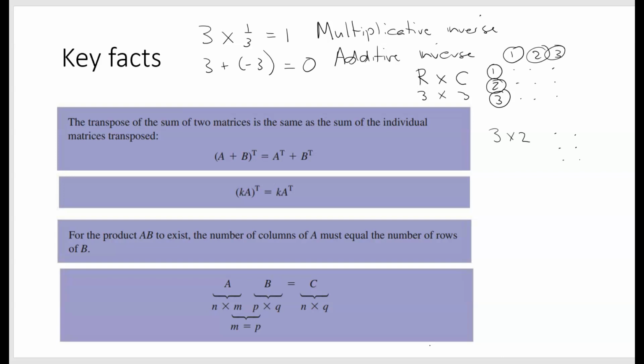So this is important when we want to multiply. We can only multiply if the number of columns of A is equal to the number of rows of B. So if we have a 3 by 4 matrix, we can only multiply it by a matrix that is 4 by 2, and then the answer is 3 by 2. So this is the shape or the size of the matrix.